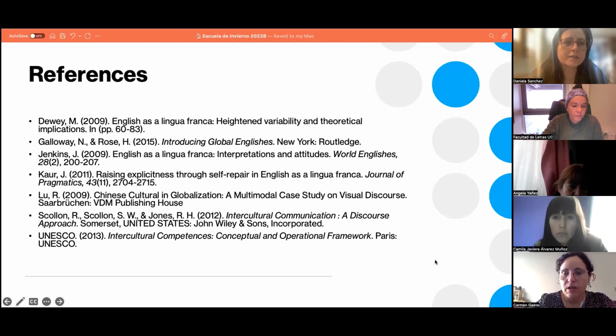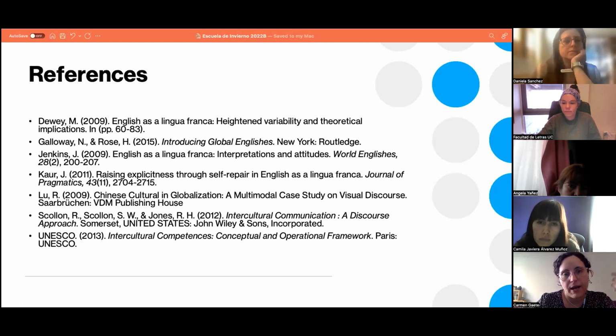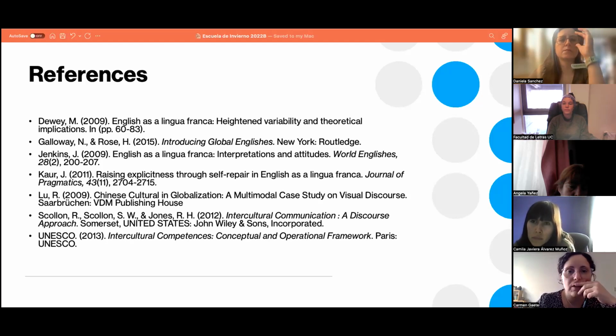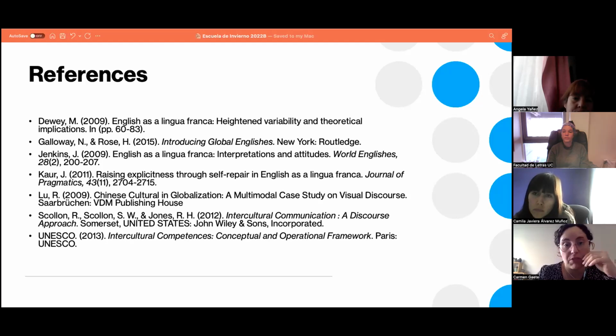So do you think that in a monolingual context, the same pragmatic strategies would be used? I don't have information as to whether this is something that happens in native speaker communication or not. I know that this is perhaps more evident in communication amongst speakers of different languages. But I guess that there are also instances of these repair or collaboration strategies as well. So I wouldn't be surprised.